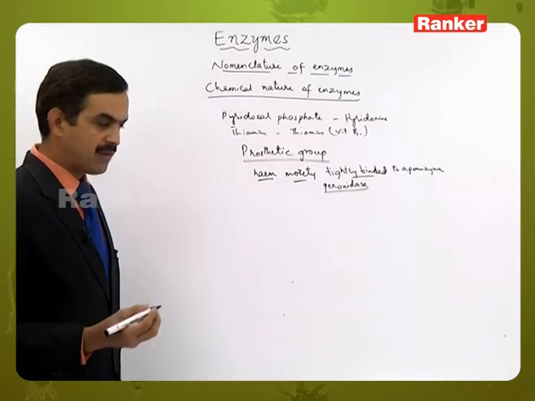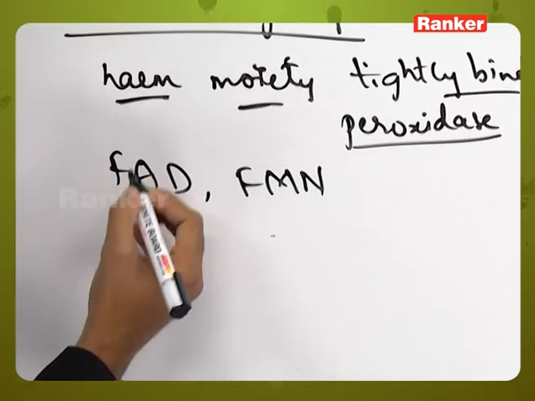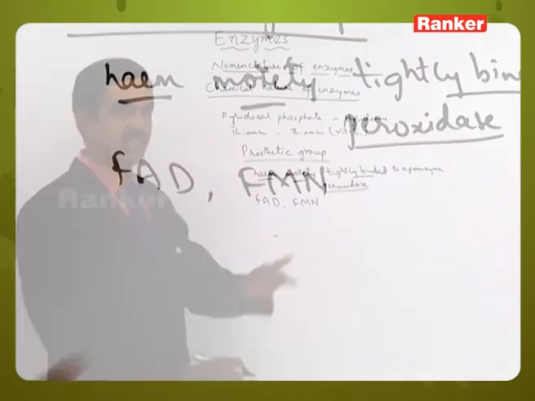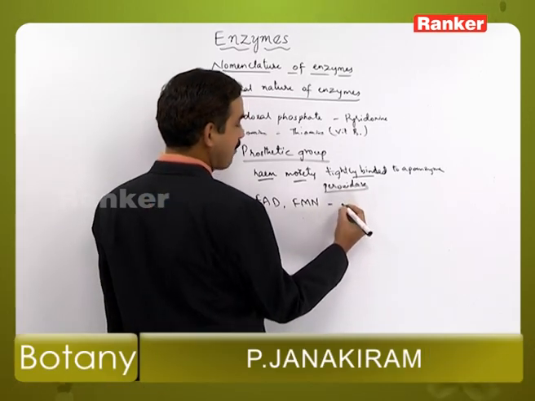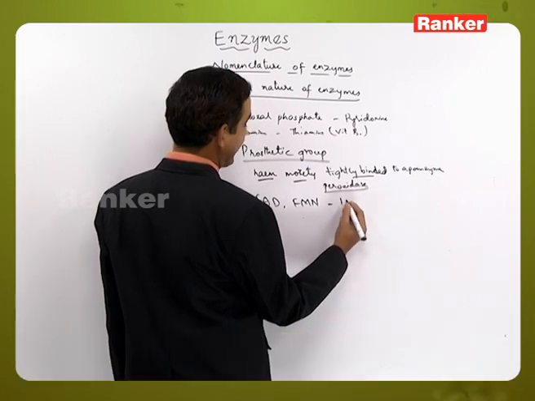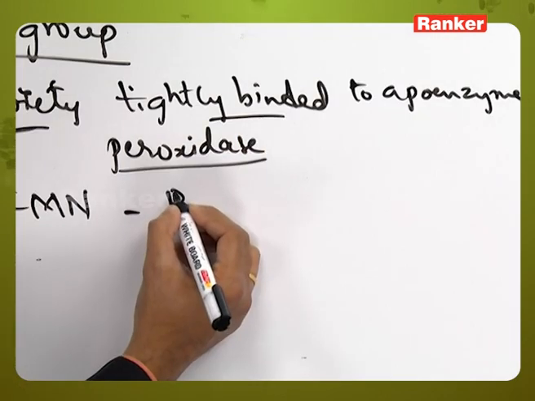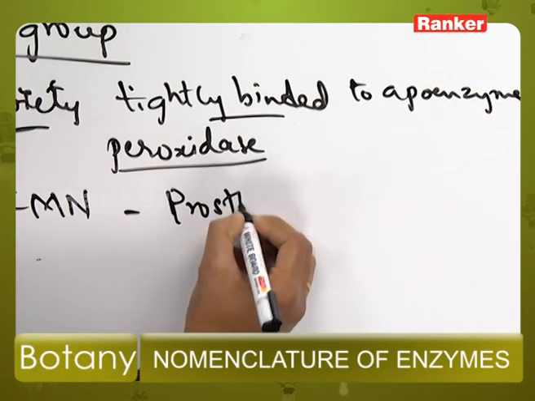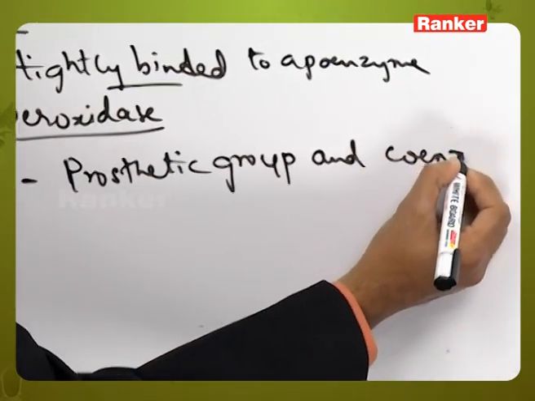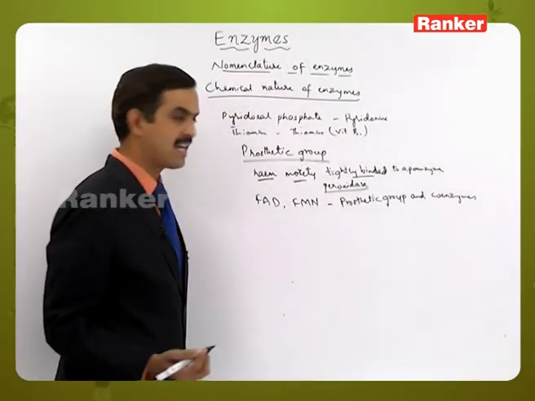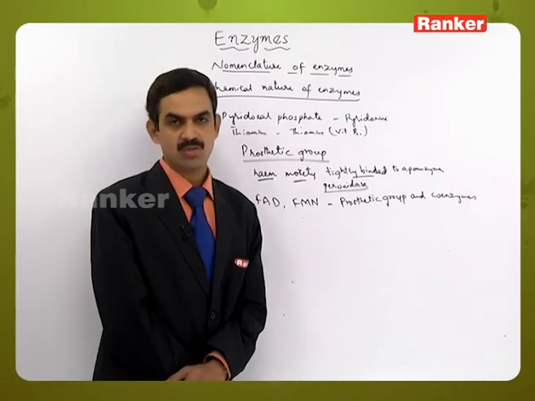Apart from that, there are some enzymes with FAD and FMN, that is flavin adenine dinucleotide and flavin mononucleotide. These two have both abilities: they can act both as a prosthetic group and also as coenzymes. This dual ability is there with FAD and FMN. So these are some chemical natures related to the enzymes.